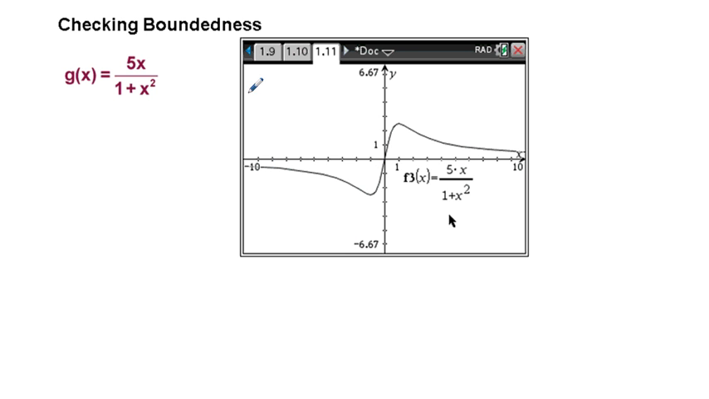Next, g of x equals 5x over 1 plus x squared. And here's a graph of that function. We see that the function is bounded above here at x equals 1, y equals, I think, 2.5. At x equals negative 1, y equals negative 2.5. So since we are bounded above and bounded below, we just summarize that by saying this function is bounded.